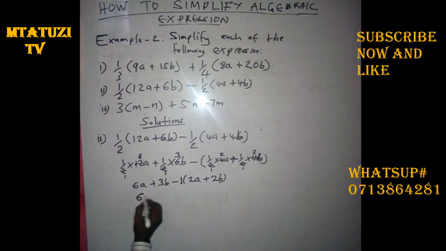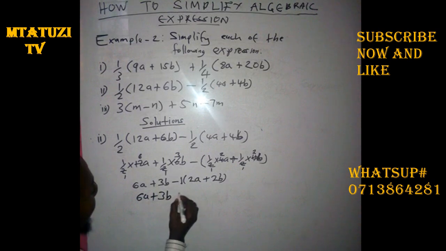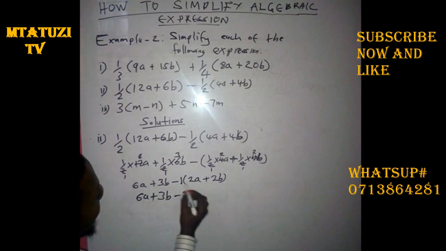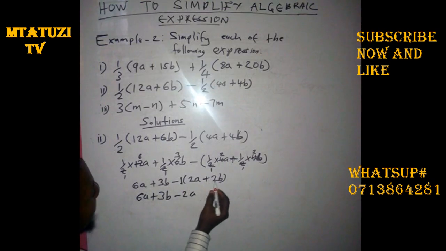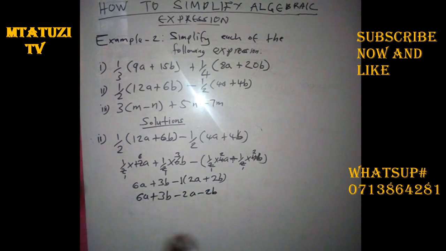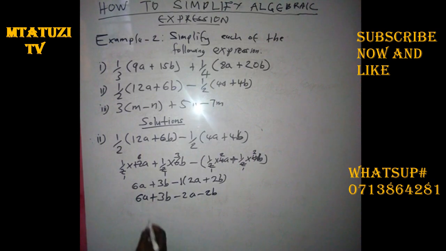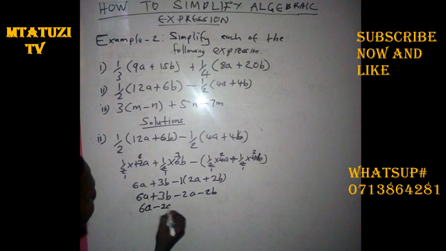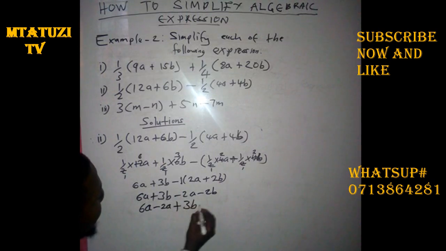So here 6a plus 3b. Here negative 1 times 2, you get minus 2a. Negative 1 times positive 2, you get negative 2b. So there, now you can arrange the like terms and the unlike terms. So 6a minus 2a plus 3b minus 2b.